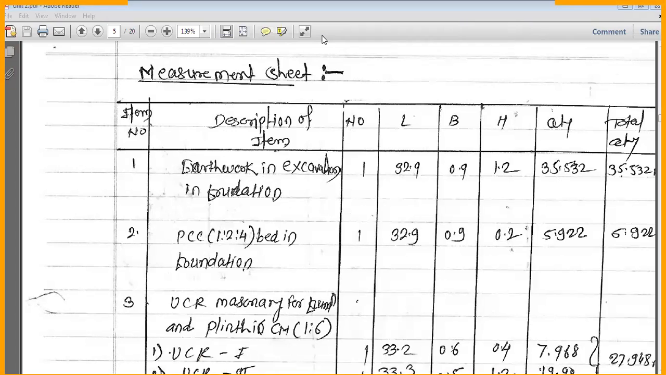Please respond, somebody will respond quick and fast. My measurement sheet is visible to everyone or not? Okay. Yes, sir. Okay.